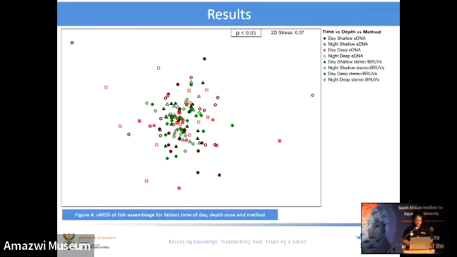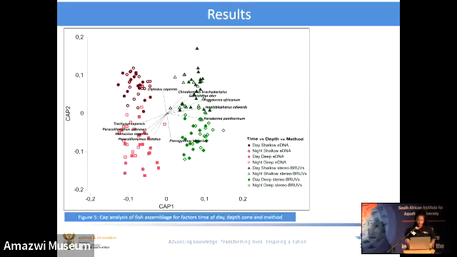Our PERMANOVA community analysis was significant for all the factors, including the interactions. Then we plotted an MDS, which didn't show clear clustering of samples, but showed the variability within the environmental DNA data compared to the stereograph data. We then proceeded to plot the CAP analysis, which showed distinct clustering of methods and also depth zone, a significant factor, but not so much for time of day.